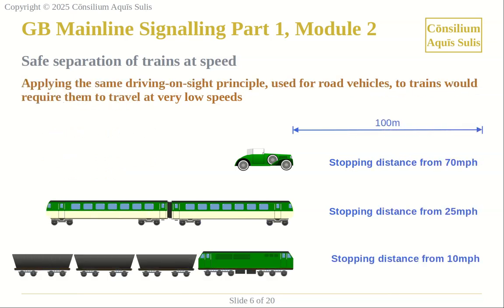So, applying this same driving on-sight principle that we use for road vehicles to railways would require trains to travel at very low speed. Whereas we can comfortably operate at 70 miles an hour with a drive on-sight principle based on drivers being able to judge 100 metres or so ahead, being clear of obstruction, even with a passenger train with good brakes, that would limit speed to probably no more than 25 miles an hour. And by the time we get to heavy freight trains hauled by locomotives, the speed would typically be limited to give or take 10 miles an hour, neither of which is particularly useful for running attractive railway services.